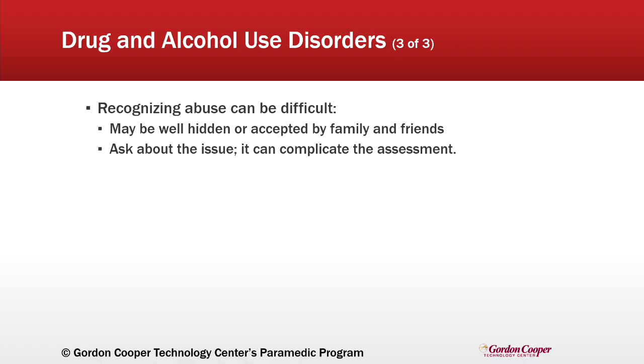Recognizing substance abuse in older adults can be quite challenging. It may be hidden or even accepted by family and friends. Asking about substance abuse is an important part of the assessment because it can affect emergency assessment as well as their ultimate care. All right, so that is the end of part 4 of chapter 45.